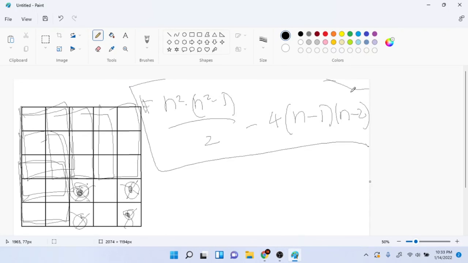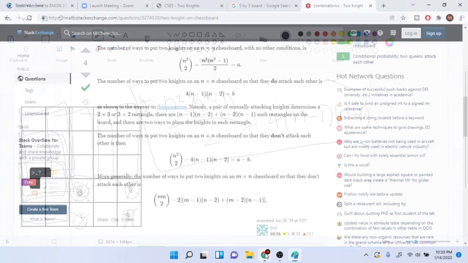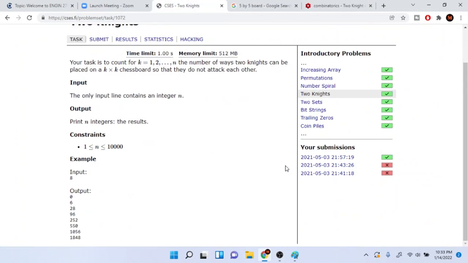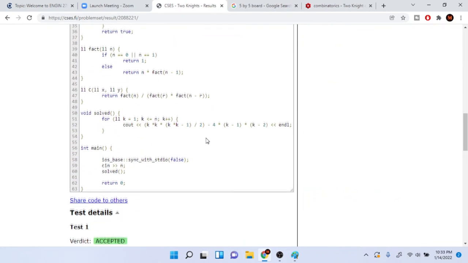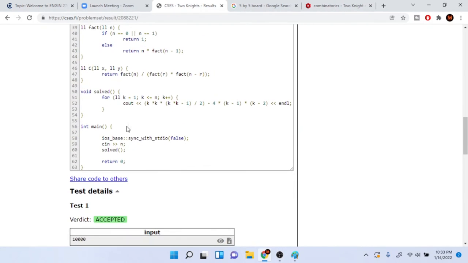I'm going to code it up, and actually I'll just show you guys the code right now because it's not that hard. So here we have submissions. Here, basically I just read an n and I call solve, and then I'm going to loop from k equal to 1 up to n because they wanted it for all values from 1 to n, right? That's what they wanted in the problem statement. And then I just plug into the formula.